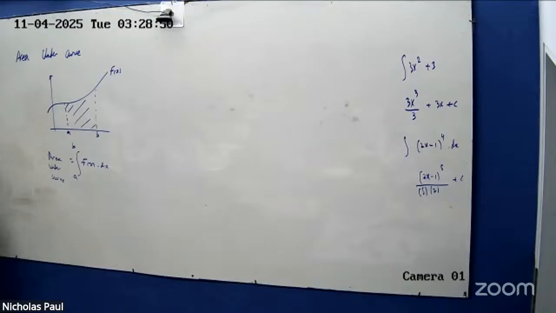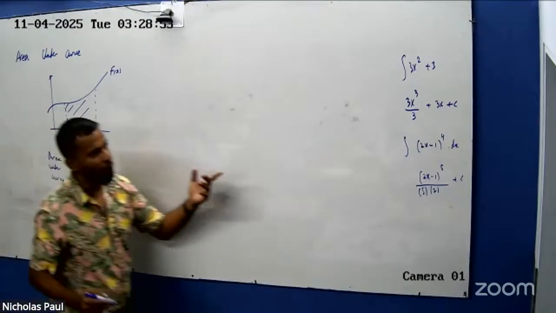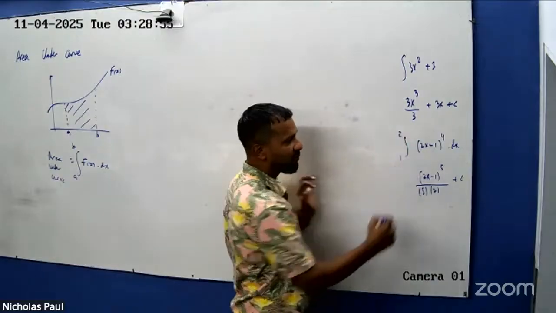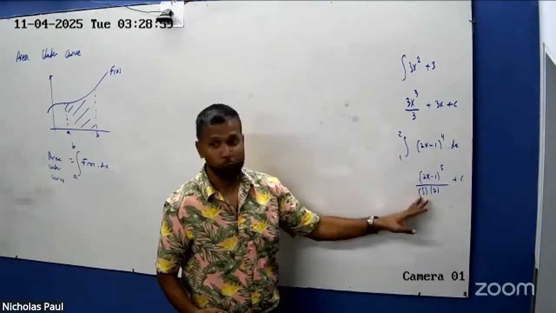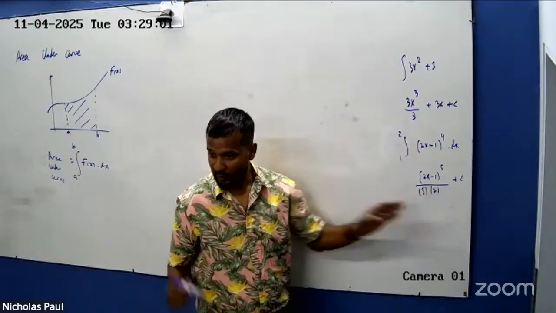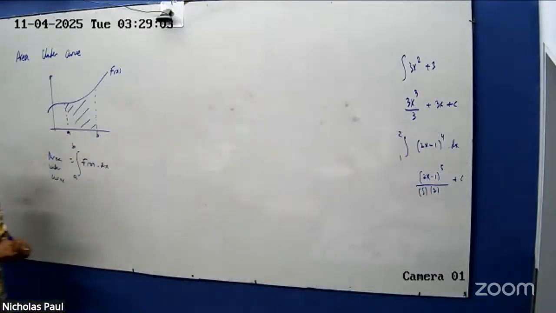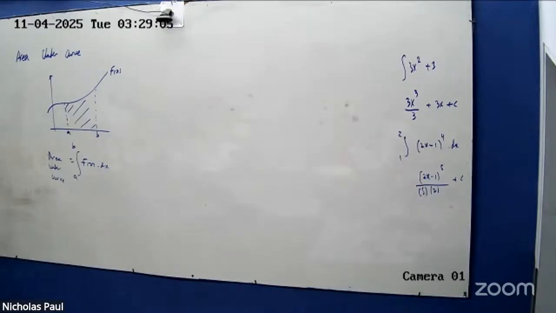All okay with that? Oh, by the way, what do you do if you have limits here? Substitute 2, work it out. Substitute 1 and work it out. And then a minus. Right? All okay with that? So whenever you're finding area under the curve, you're really finding the integral.